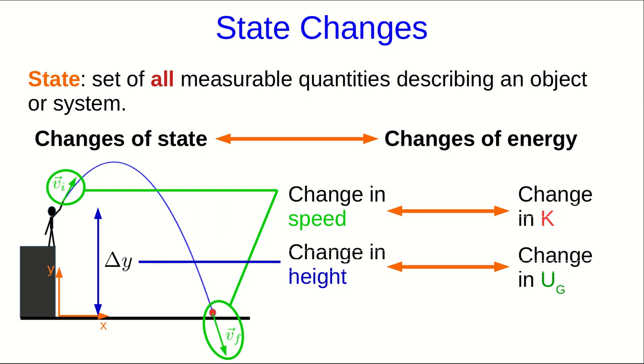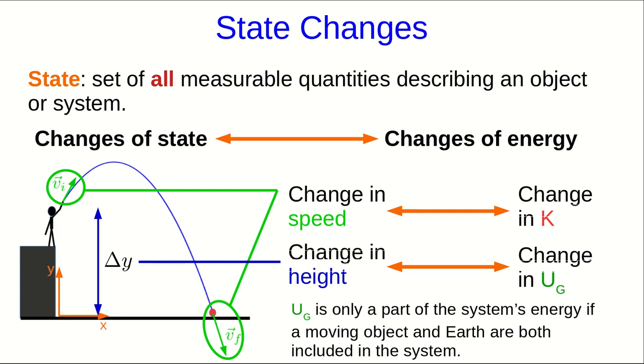Now, notice something about that change in height. That's actually a relationship between two objects. It's effectively the distance between the ball and the Earth. And so the gravitational potential energy is only part of the system's energy if we include both the ball and the Earth in our system, which is a subtle but important point. If we don't include the Earth, we're not saying that there isn't gravitational potential energy. What we're saying is that the gravitational potential energy isn't in the system, it's part of the environment's energy.